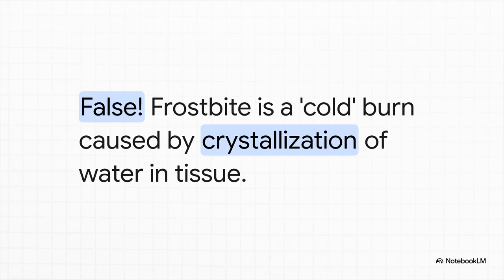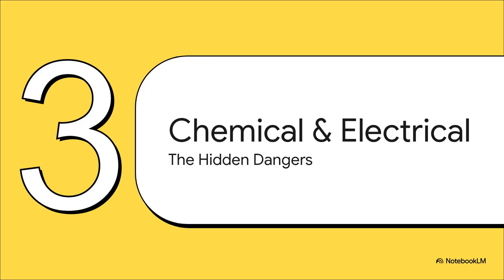It's a great little reminder that thermal injury is all about temperature extremes. Okay, so we've got a pretty good handle on thermal burns now. Let's move on to the ones that are less frequent, but, you guessed it, often way more dangerous: chemical and electrical burns. With these injuries, the real danger is what you can't see.